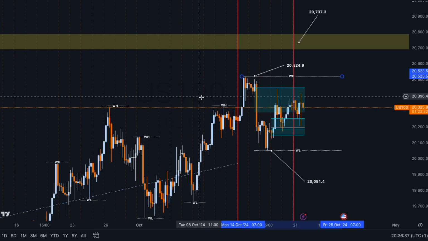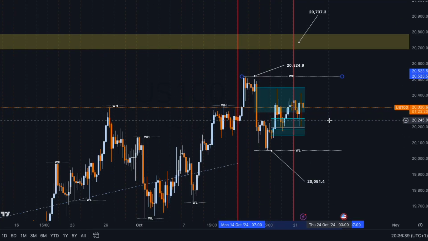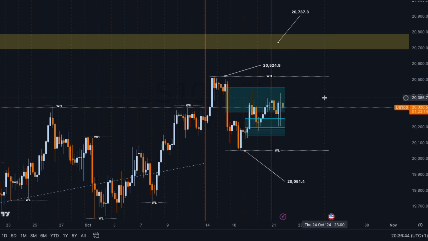Okay, getting back to where I was, another thing that we also want to be mindful of, especially how market moves, is we want to be able to predetermine where the weekly highs and weekly lows for this week are going to be set.